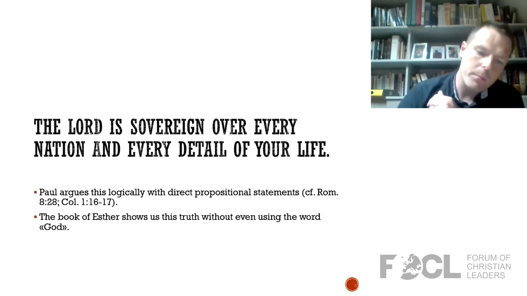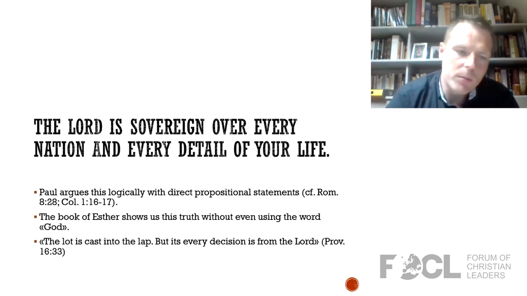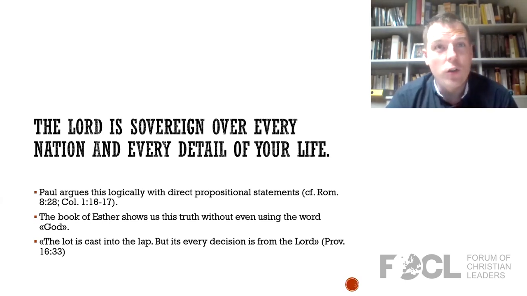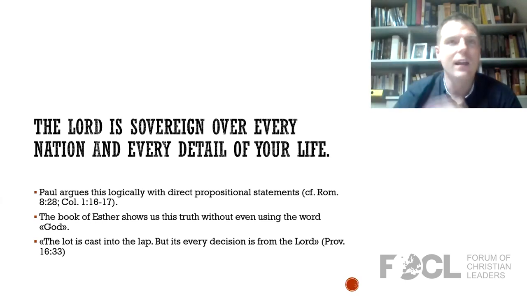Then we have the book of Proverbs. And we have this famous verse from the book of Proverbs, this famous proverb. The lot is cast into the lap, but its every decision is from the Lord. Again, it's a very similar truth. The Lord is sovereign over every detail, and yet it's conveyed to us in a very succinct way, which is typical of Proverbs. So it becomes memorable. It lodges itself into your mind and it becomes a portable reminder of God's sovereignty.